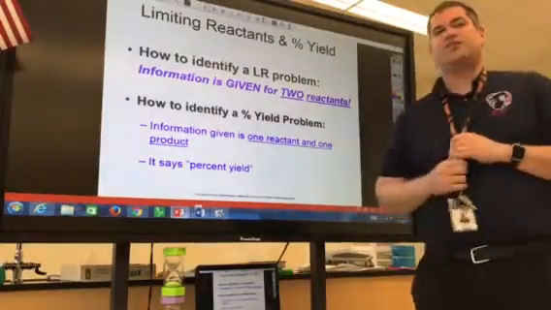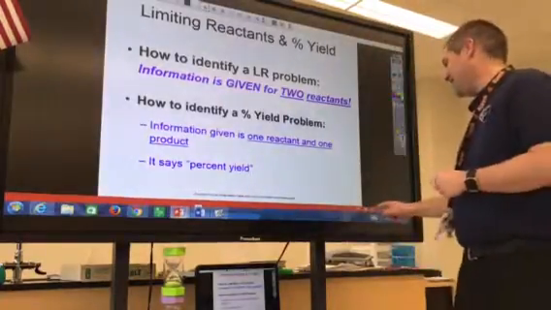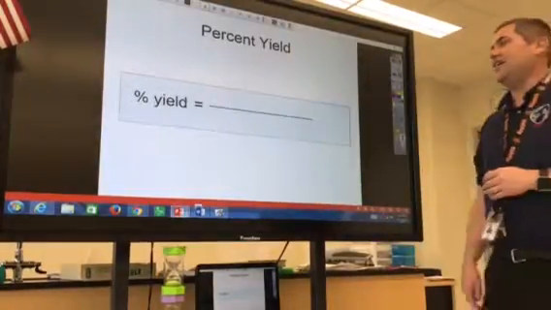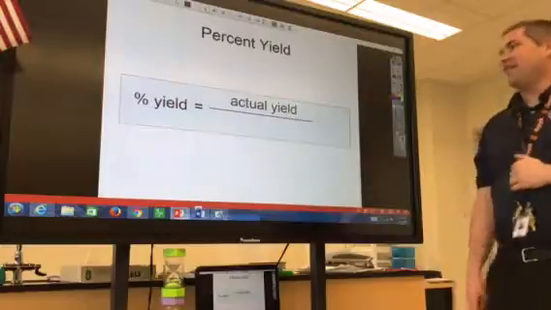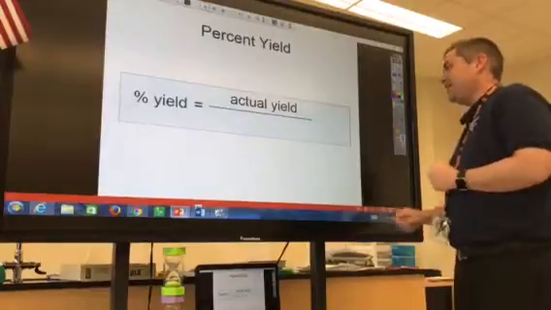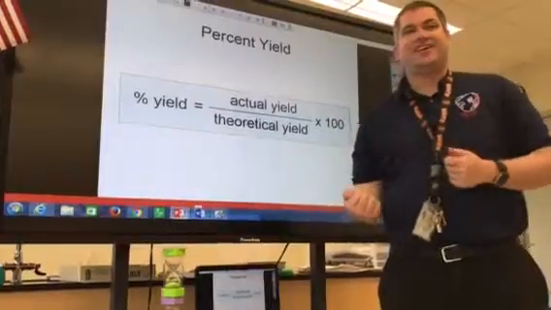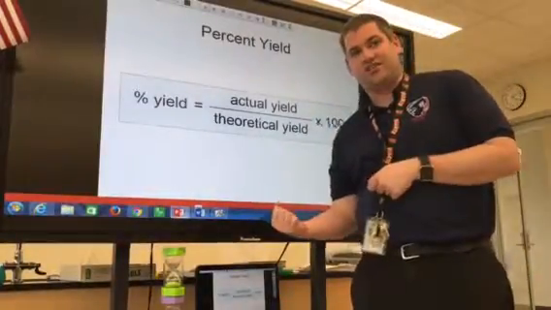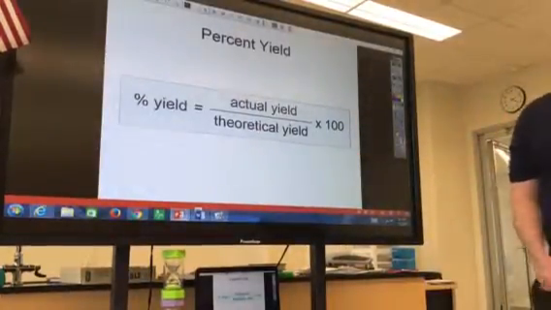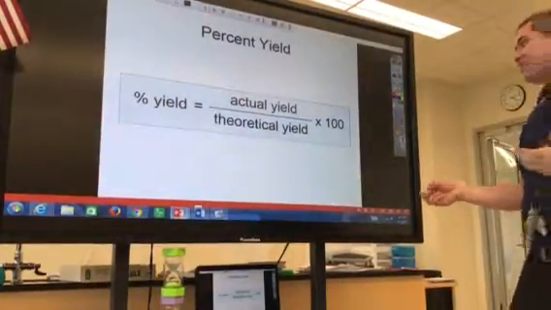It says percent yield, so what do you think you have to do at the end? Move it into a percent. Percent yield equals actual yield, which means the actual value you get, divided by the theoretical yield, what you were supposed to get by doing the limiting reagent calculation, times 100, and that's your percent yield. Think back to math class, how you had to change decimals into percent. Same concept.